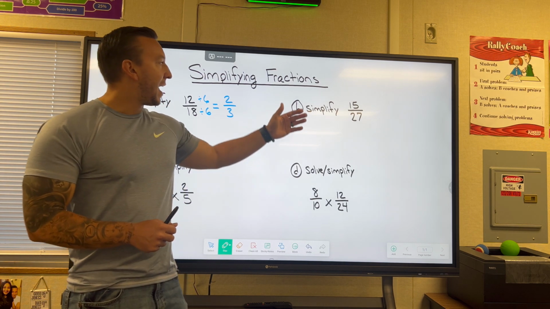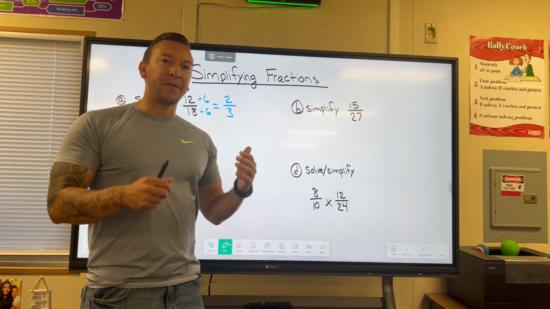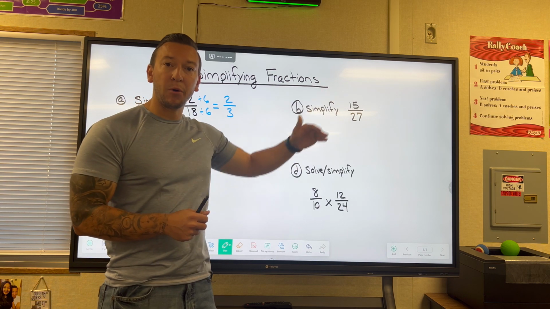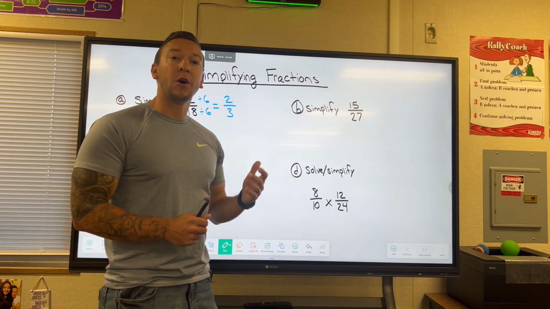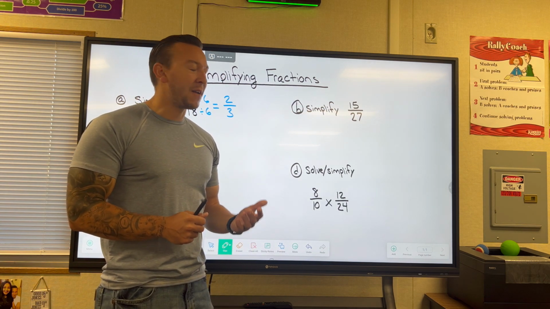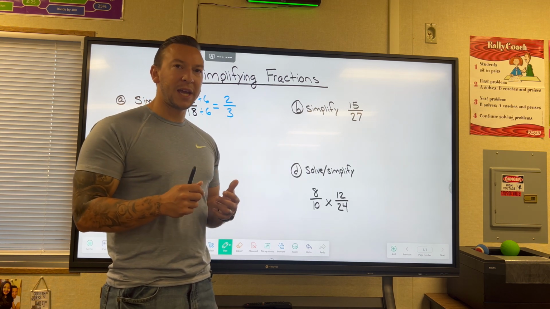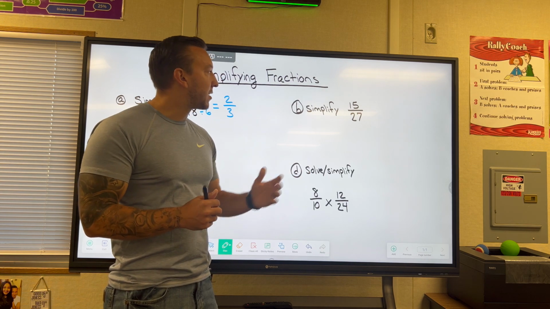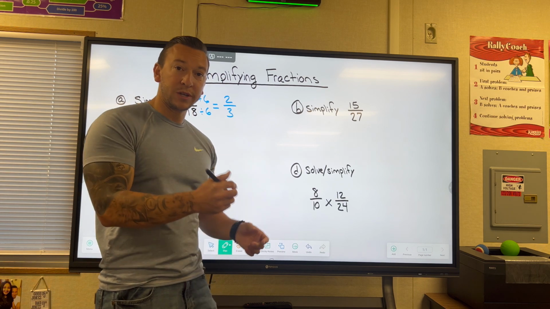Remember, anytime your numerator and denominator both have a common factor, okay, a number that can go in evenly to both, it can be simplified. So when we look at this problem, 15 over 27, at first glance, maybe not, but when you really know your multiplication steps, you can look at this and think, okay, well, what are the factors of 15 and 27? And I'm going to write out the factors for this one so you can see it.